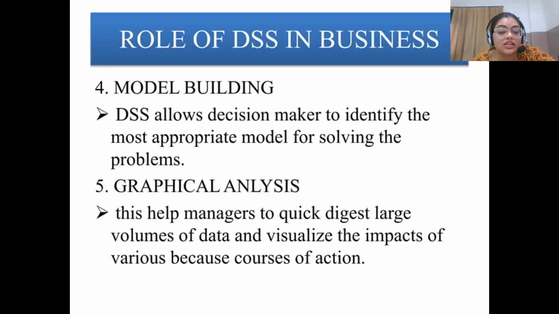Model building. DSS allows the decision maker to identify the most appropriate model for solving the problems.